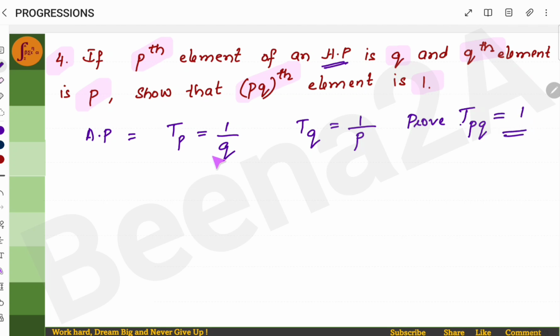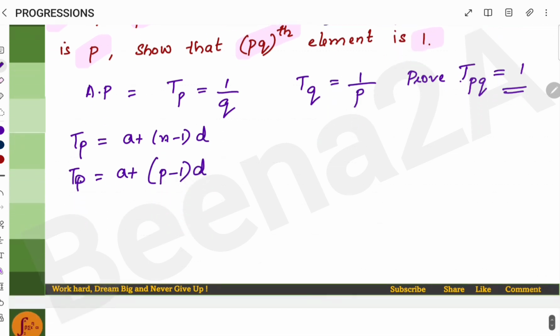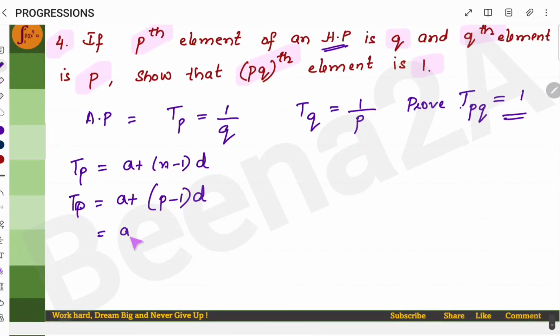So what we'll do, now what is the term formula? It is A plus n minus 1 into D. Now pth term, so it will be A plus, instead of n, it will be P minus 1 into D. So this is nothing but A plus PD minus D. This is pth term. And pth term is, let's substitute, pth term is 1 by Q.